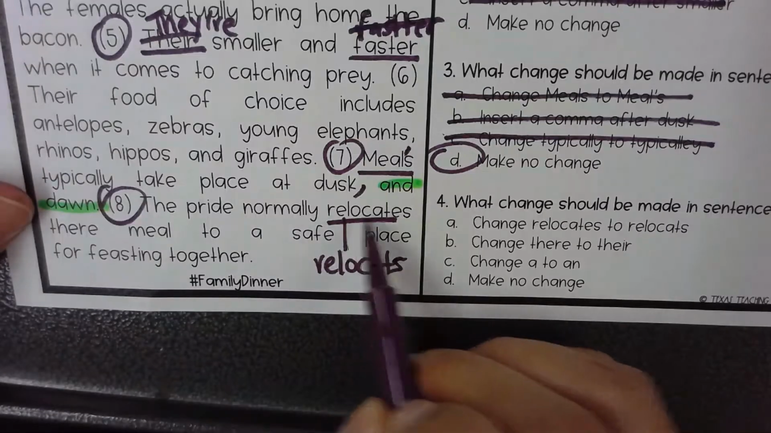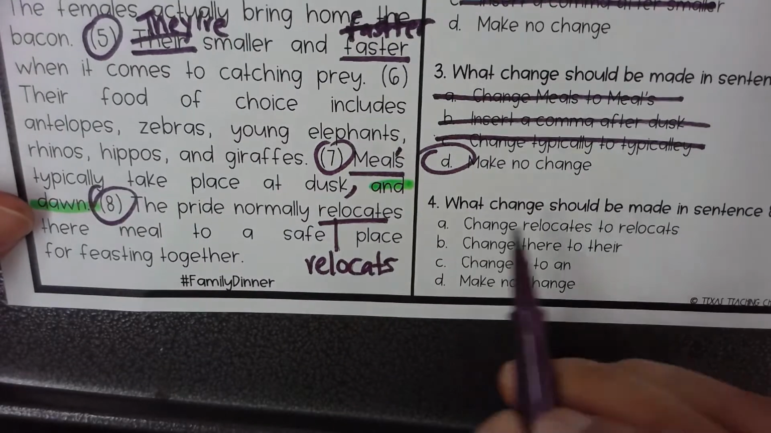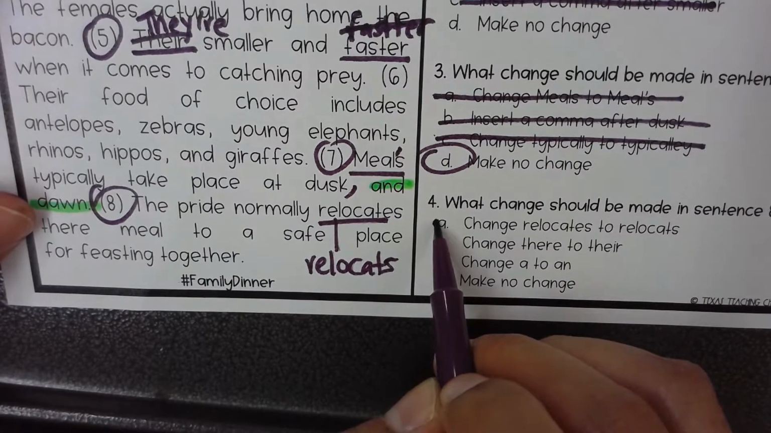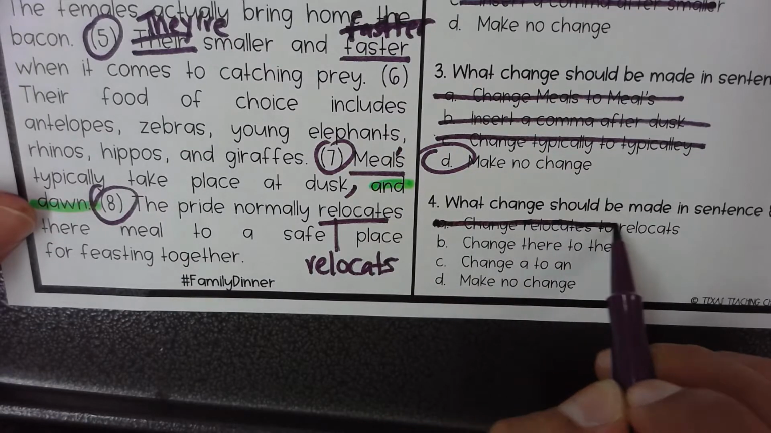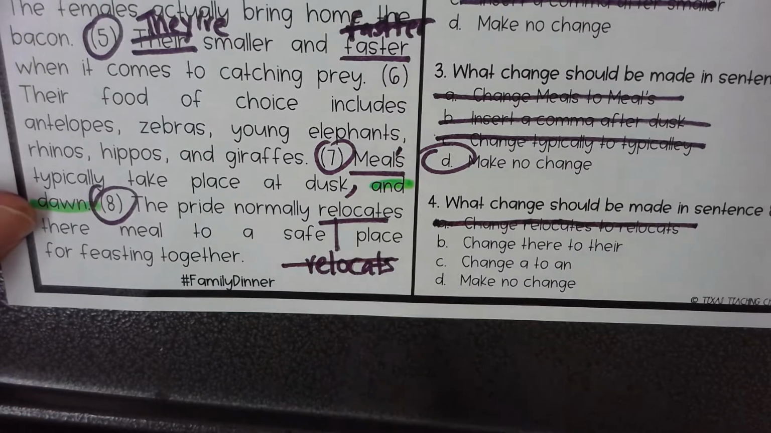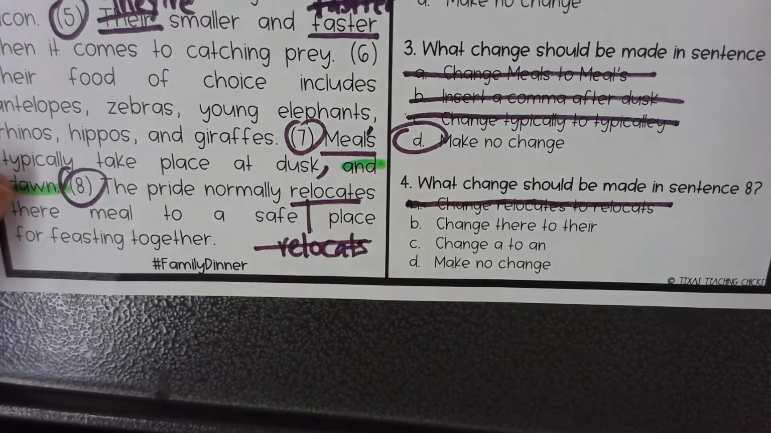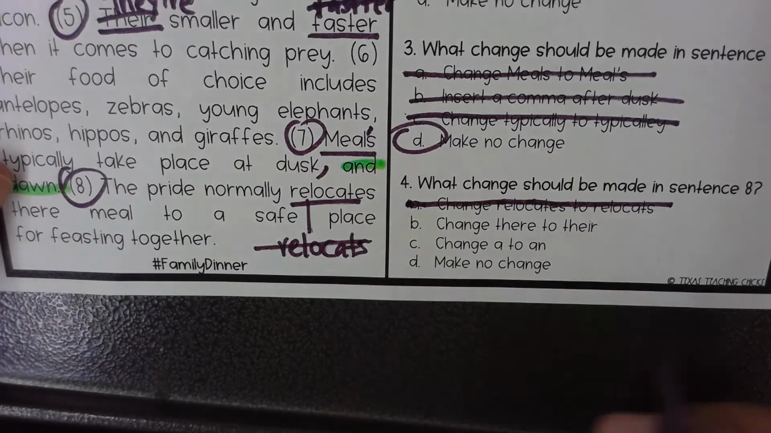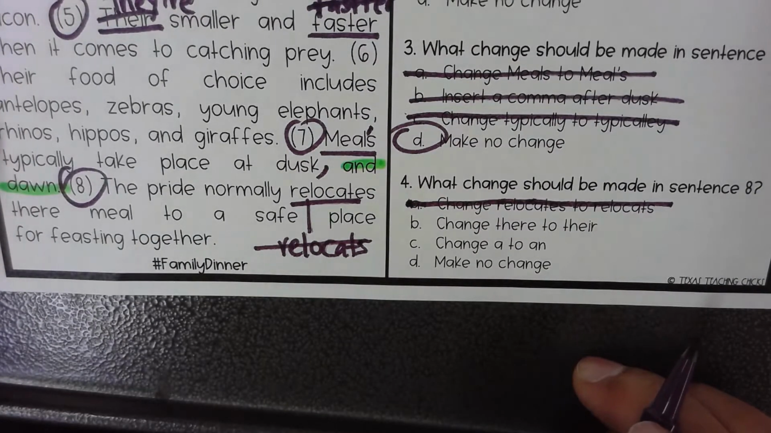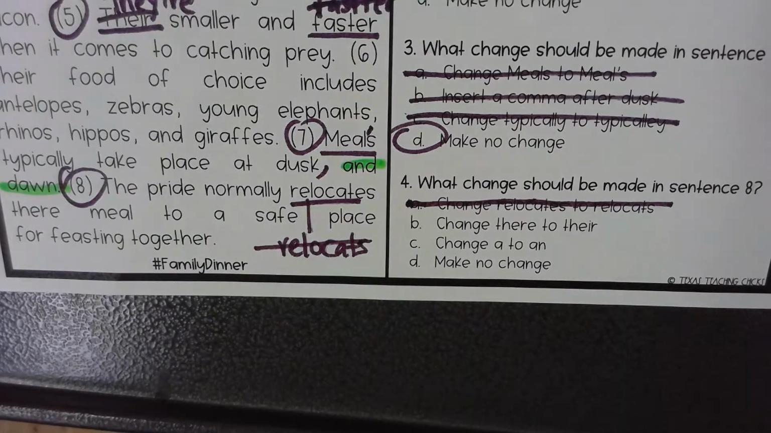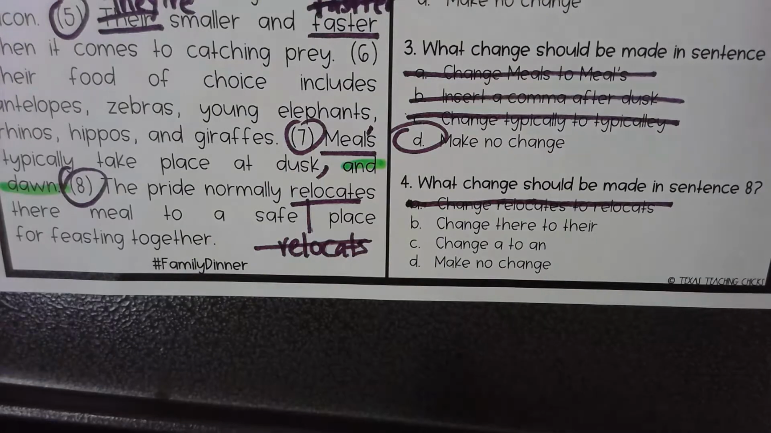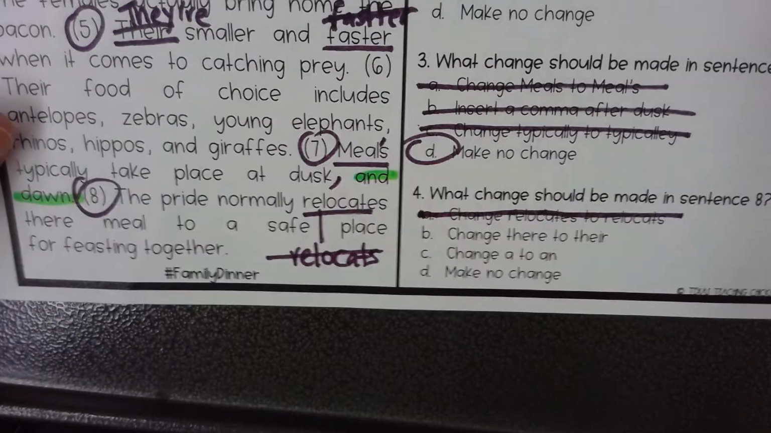Is it relocates or relocats? That word is spelled correct, so we don't need to change it to relocats. So by relocats, it's spelled the wrong way, so we don't need to change it. B, change there to there. Now this one is another homophone pair of words. They sound the same, but they have different meanings.